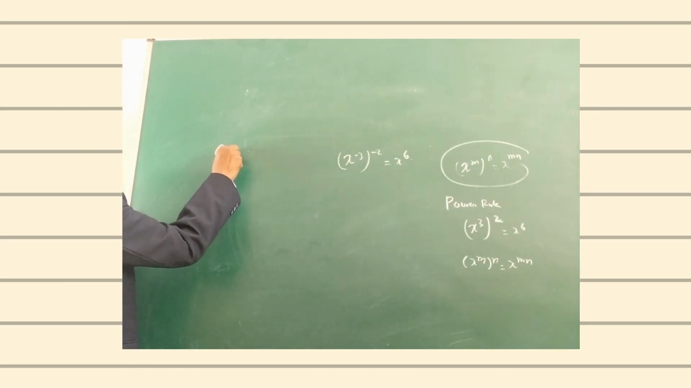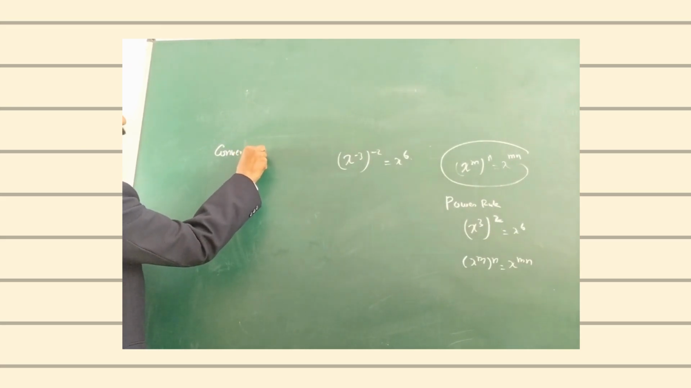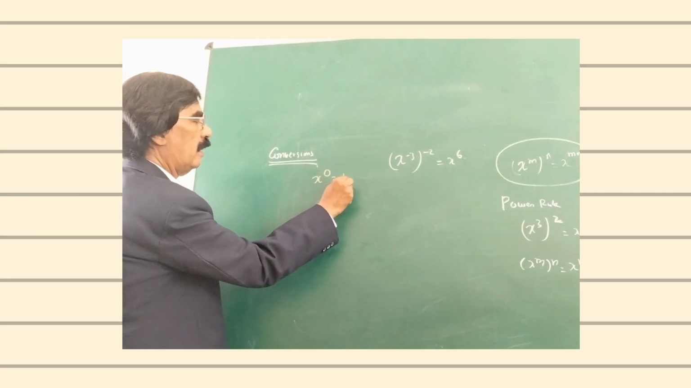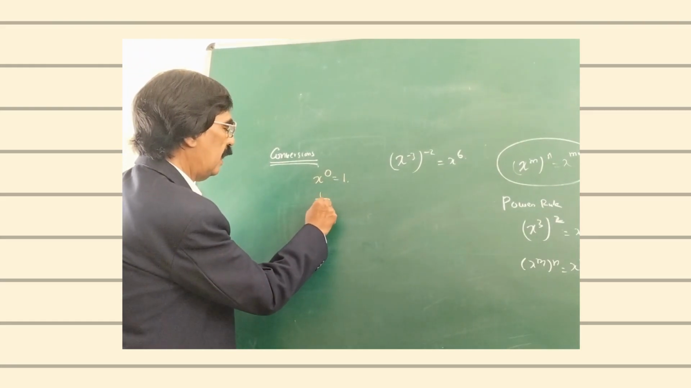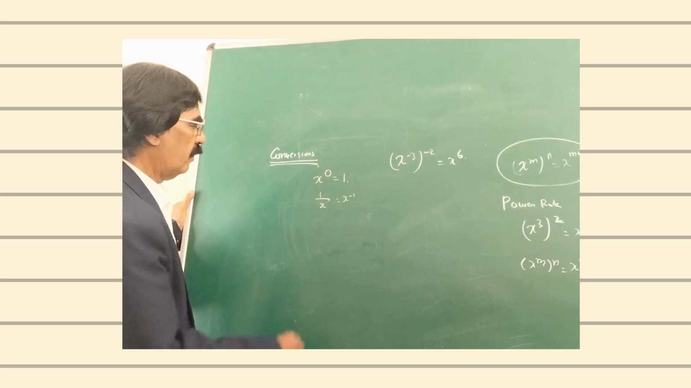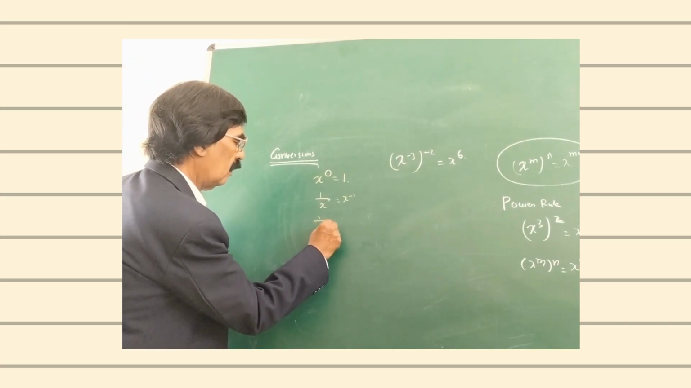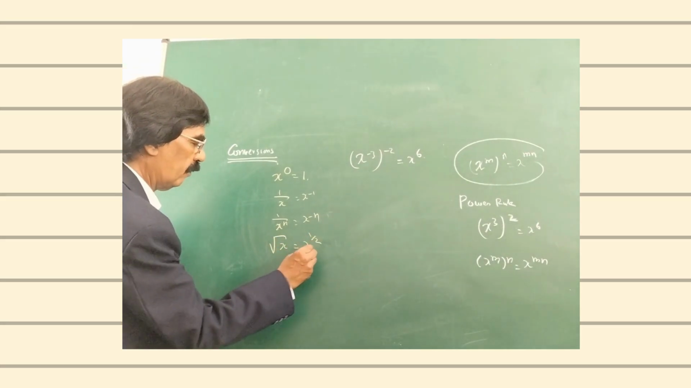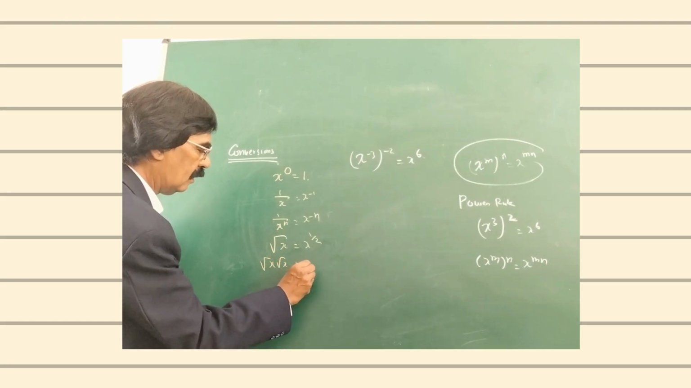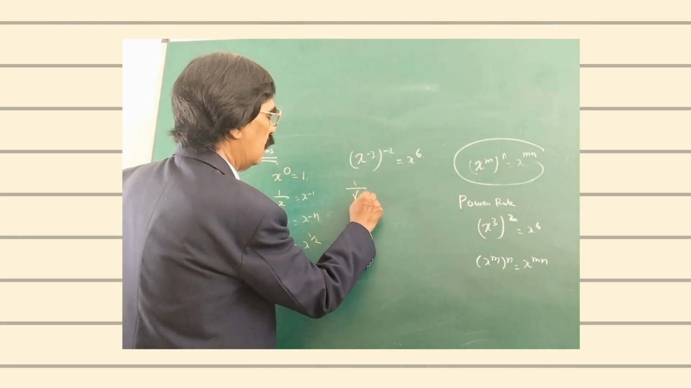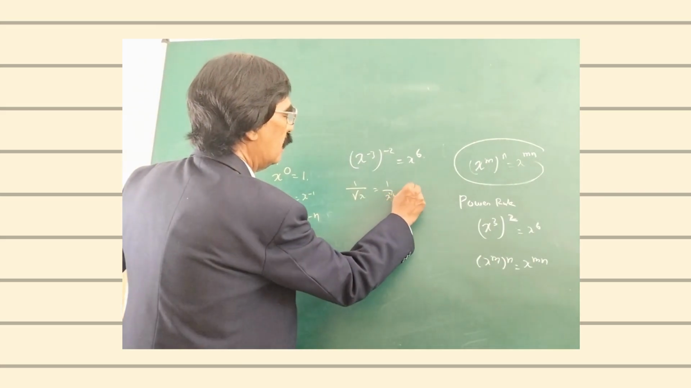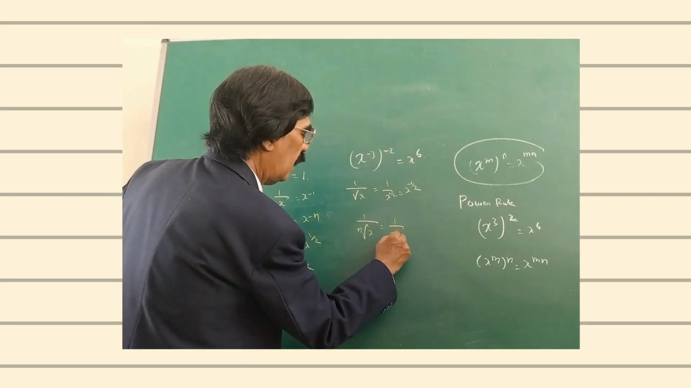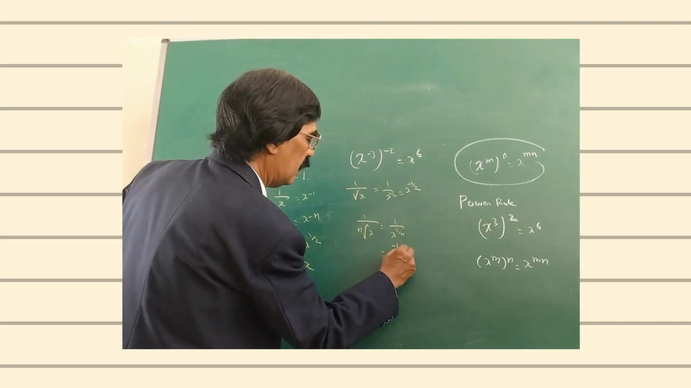And certain conversions also I will give you. You can use them for other areas also. You are aware that x power 0 is 1, anything to the power of 0. 1 by x power n, you can write as x raised to minus n. Root of x, you can write as x power half. When you multiply root x into root x, you will get x. 1 by root x, 1 by x power half, that is x raised to minus half. 1 by nth root of x, 1 by x to the power of 1 by n, is x raised to minus 1 by n, is it not?